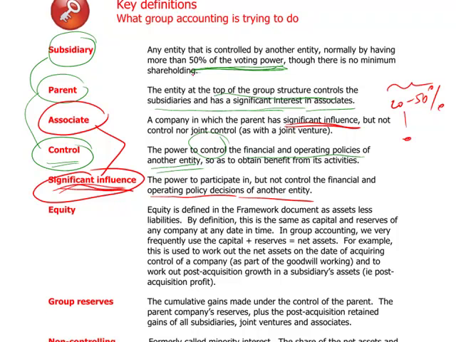So what you have to look at, have a look at these percentages. Is it higher than 50%? Maybe you talk about the subsidiary in control. If it's less than 50% voting power, most likely we'll talk about an associate and significant influence in that company.